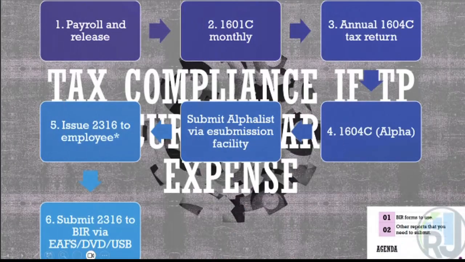So, there you have it, ladies and gentlemen. So, alam na natin ang ating kailangang i-comply kung sasakaling ang ating taxpayer would incur any salaries expense. Remember, pagkatapos ng payroll, prepare BIR Form 1601C and 1604C. Encode natin ang mga data nito sa ating Alpha List data entry system. I-submit itong mga Alpha List sa ating e-submission facility. Magbigay ng 2316 sa ating mga empleyado at ibigay ang isang copy nito sa BIR.